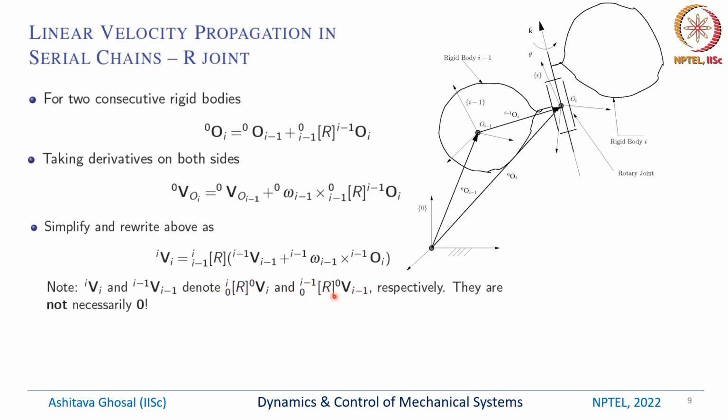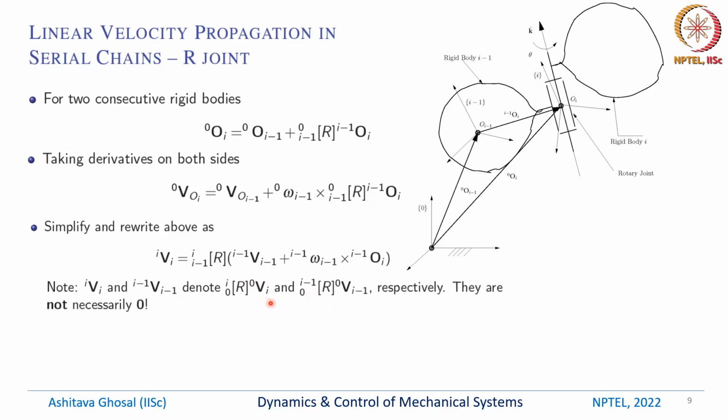And the same story is what is happening to I minus 1 vi minus 1. It is nothing but the linear velocity of the I minus 1 rigid body, or the origin of the I minus 1 rigid body, and then pre-multiplied by a rotation matrix. So these quantities are not necessarily 0. Remember, we had discussed this much earlier, that the derivative of a position vector will give the linear velocity, but I can express this linear velocity in some other coordinate system. So this is exactly what we are doing here.